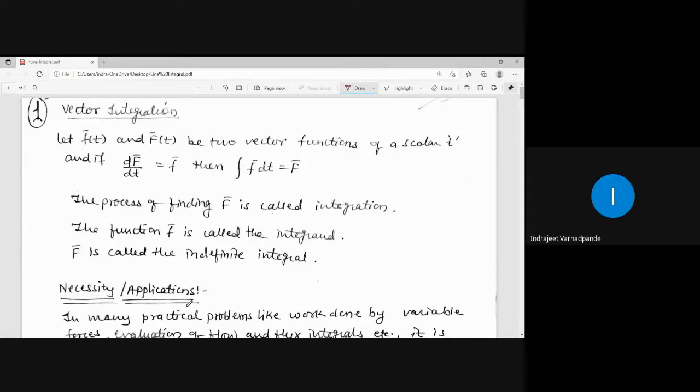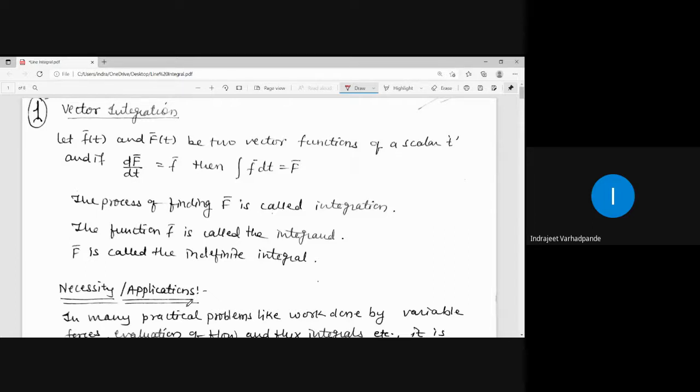The next topic of discussion in today's lecture video is vector integration. Vector calculus is divided into two parts: vector differential calculus and vector integral calculus. In vector differential calculus, we talk about the differential operator del, whose value is i ∂/∂x plus j ∂/∂y plus k ∂/∂z, and when it is operated on a scalar quantity it gives rise to a gradient.